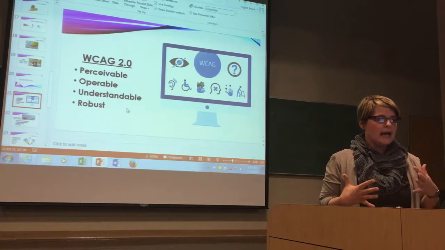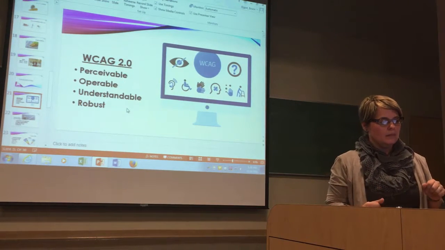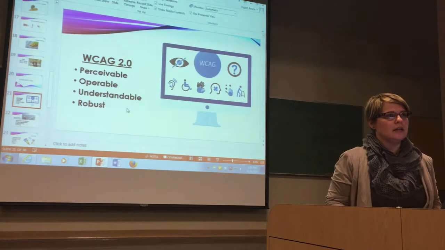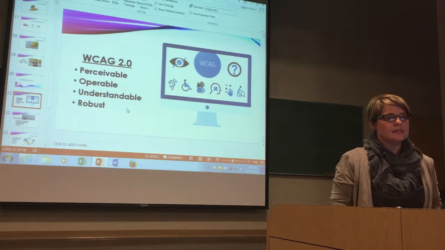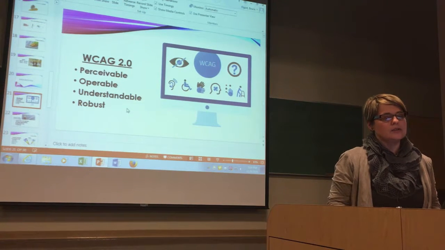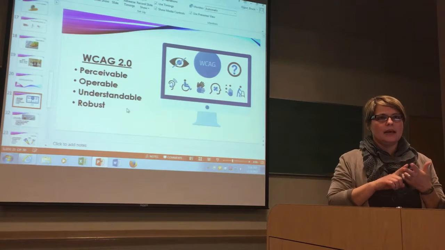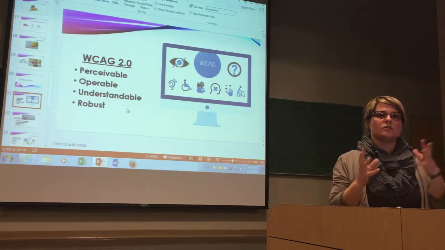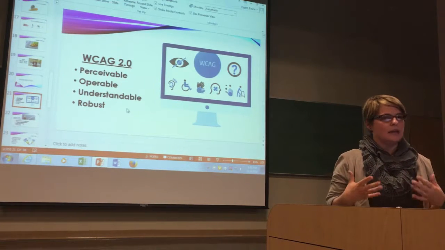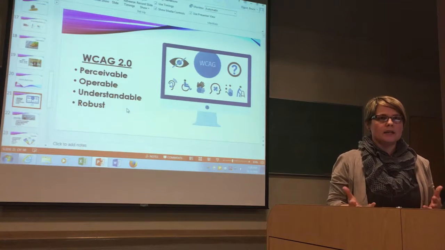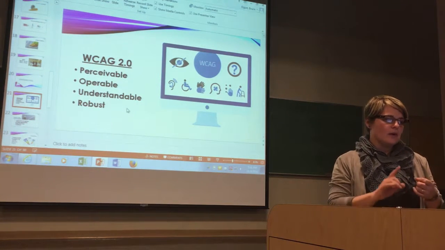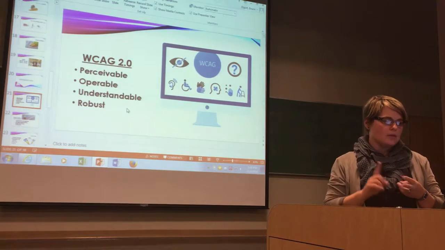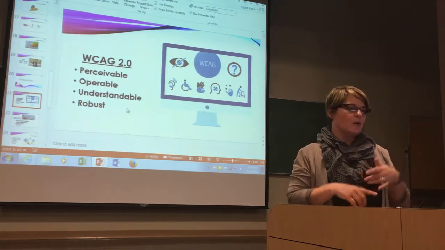The WCAG 2.0 is an international standard put out by the W3C. There's A, AA, and AAA, and AA is the standard that a lot of these lawsuits are leaning towards. So that's the expectation they have, that websites are brought up to AA. The basics of that are that the website has to be perceivable, operable, understandable, and robust. So it has to work on different devices.